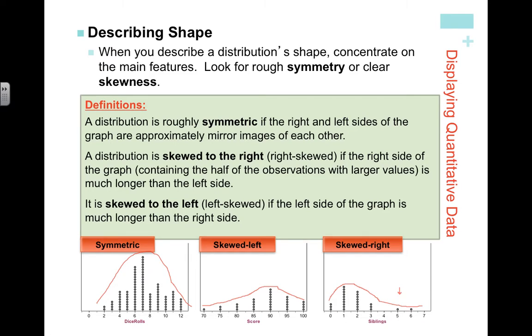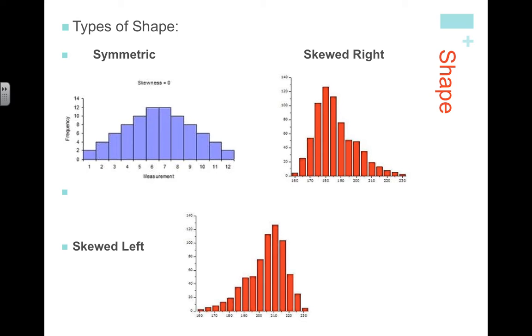So you always think of the direction, and where the skew is would be, where is the tail? If the tail is to the left, it's left skewed. If the tail is to the right, it's right skewed. Here's more of the same.